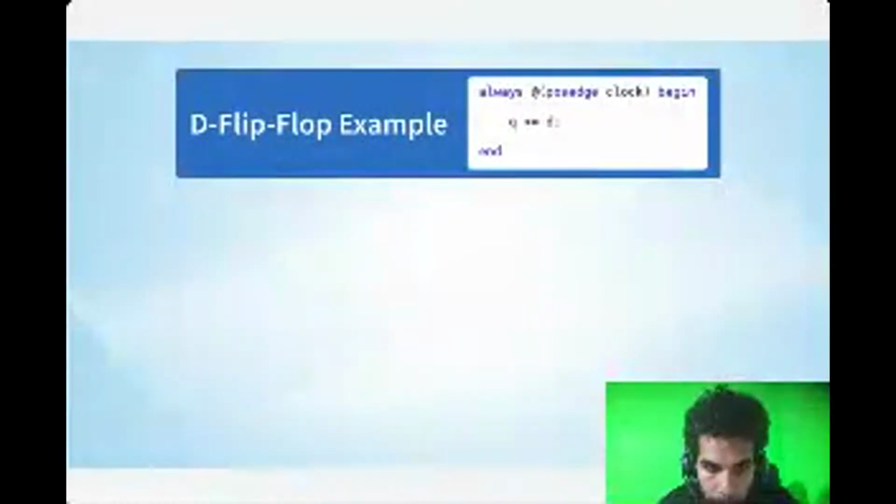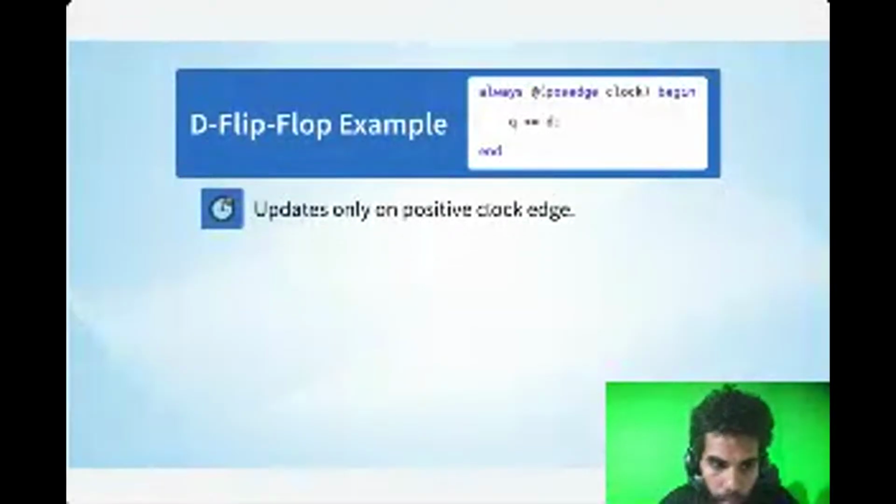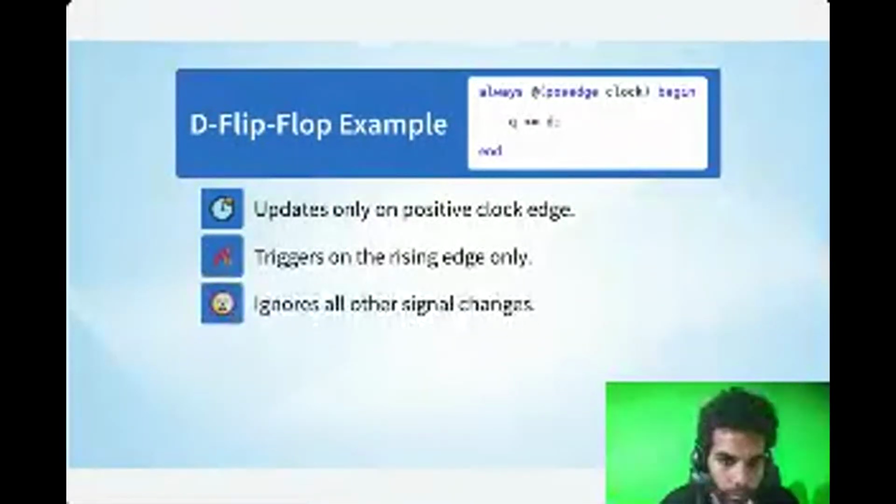So how do sensitivity lists actually work? Let's break it down. Inside an always block, your code loops continuously, but in hardware, nothing should change unless an input changes. That's what the sensitivity list models. For example, a D flip-flop updates only on a positive clock edge. Here, only a rising clock edge triggers the block. Anything else is ignored, exactly like real hardware.